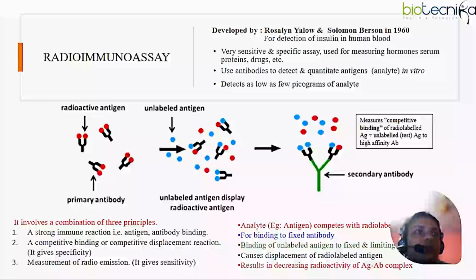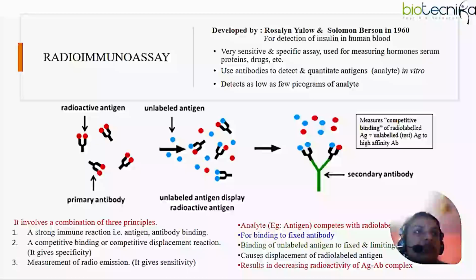In most of the immunoassays, we are generally dealing with monoclonal antibodies, which are very specific towards one antigen and can very specifically bind to that particular antigen. This radioimmunoassay was first developed by Rosalyn Yalow and Solomon Berson in the 1960s, and they first used it for detecting the level of insulin in a human blood sample. Radioimmunoassay is considered a very sensitive and very specific assay. So you can detect any particular hormone, serum protein, drugs, whatever you want in a given sample.